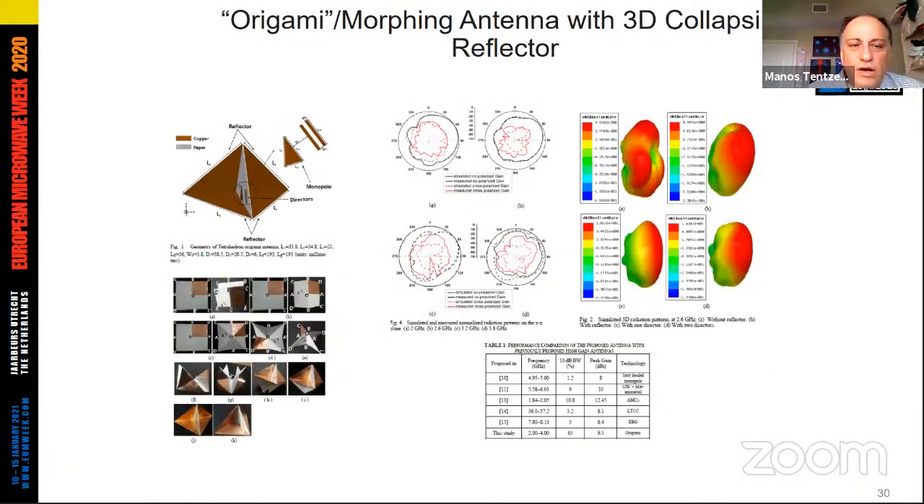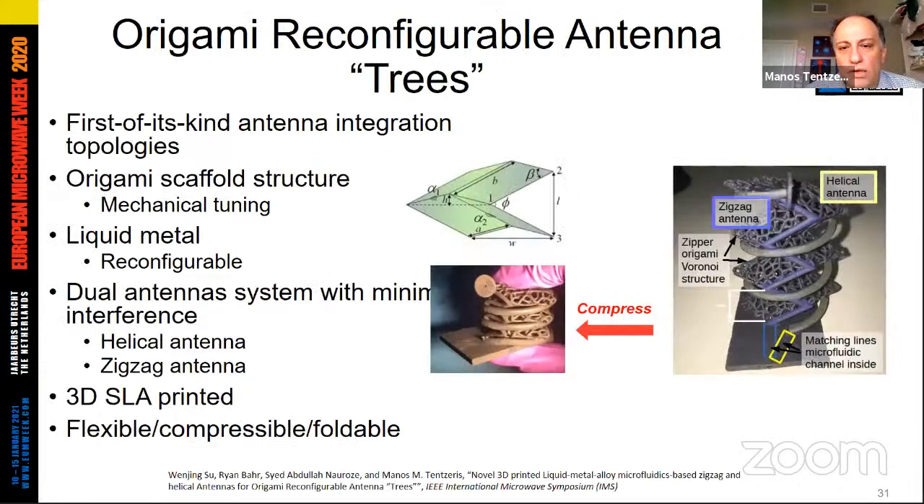Just one idea of the capabilities of the origami we discussed before with 3D collapsible reflector. You start with planar and then utilizing origami folding, you can come up with fully 3D reflector without having an issue of size to transfer it and so on. I would like to spend a little bit more time on something we call the compressible or foldable antenna array, or as we call origami tree.